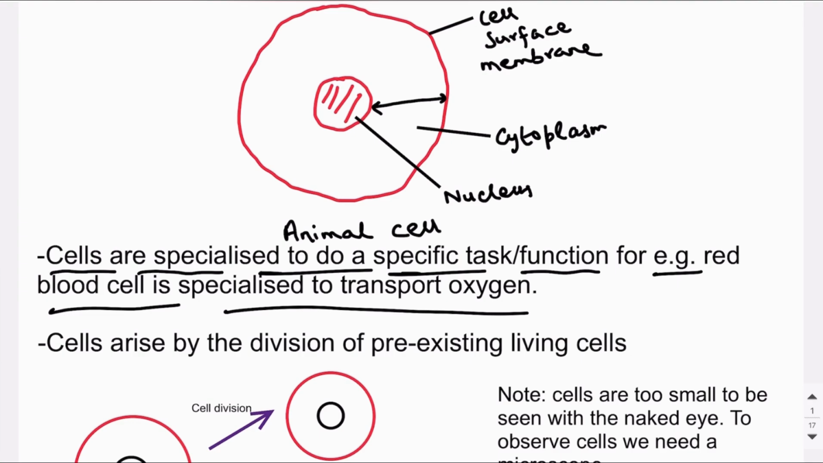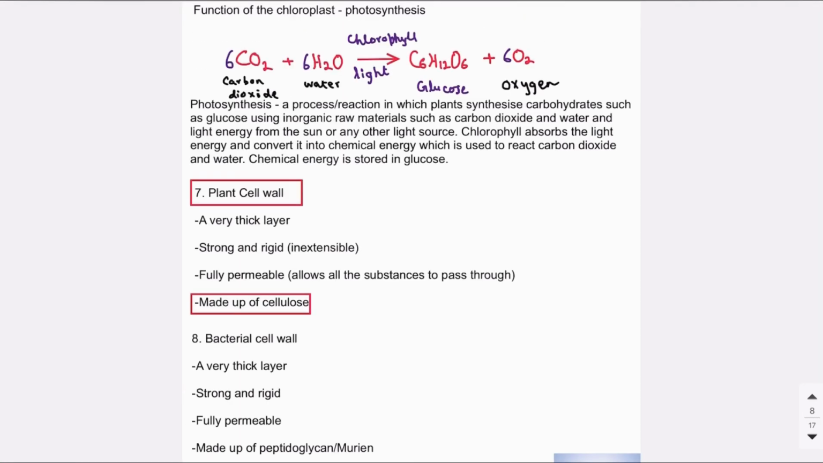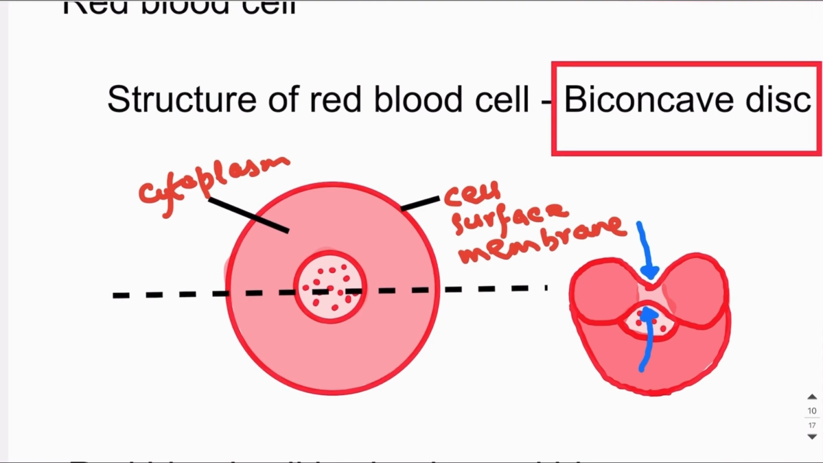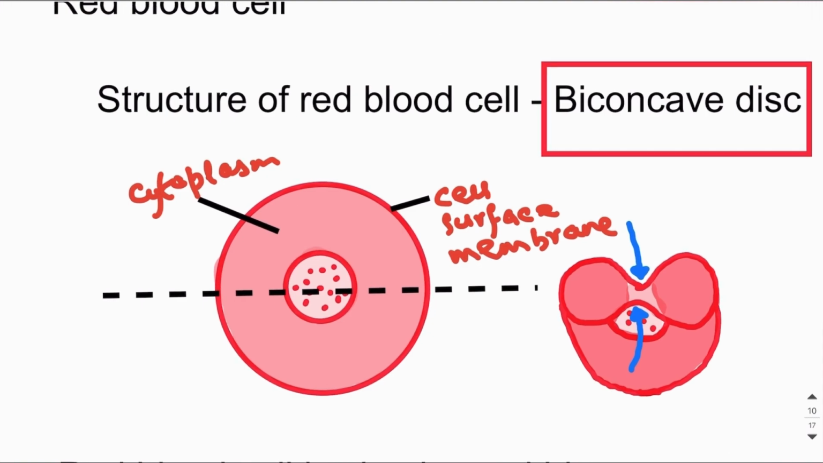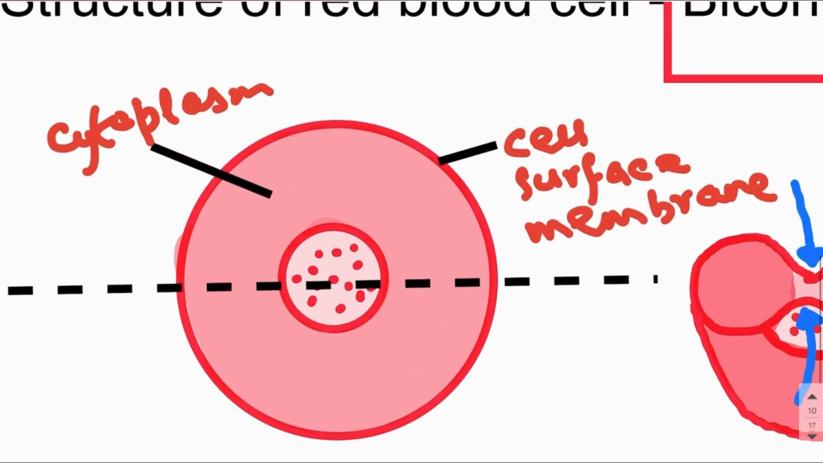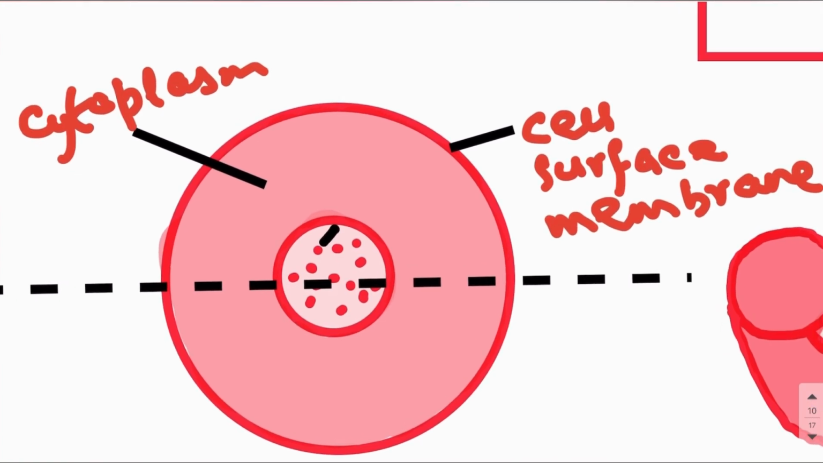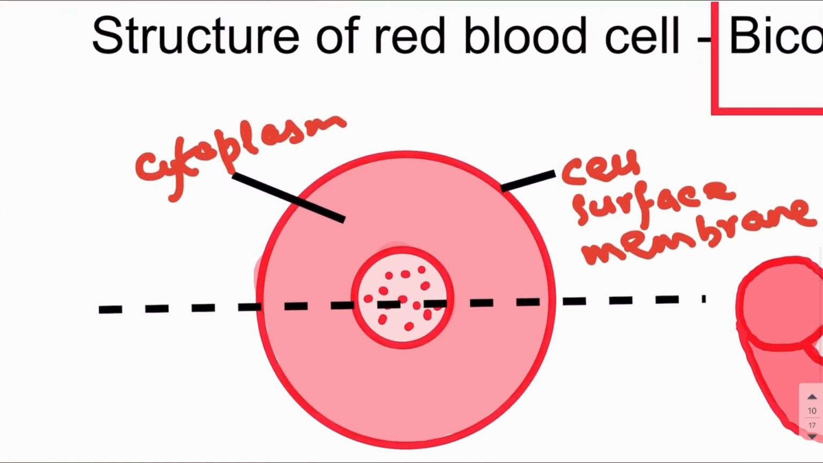For example, if we talk about the red blood cell, which transports oxygen, let me show you the red blood cell. So this is the red blood cell. As we can see, the red blood cell does not have a nucleus. So this thing in the center is not the nucleus, right? The red blood cell lacks a nucleus, and also lacks other organelles or structures, which gives space for the hemoglobin. The red blood cell has hemoglobin, right? And because of the hemoglobin, the red blood cell is able to transport oxygen.